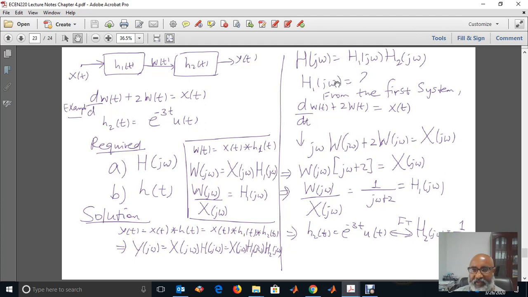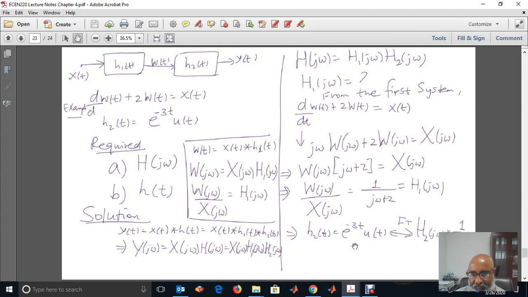So what is H1(jω)? We change this first equation, the first order differential equation relating the output of the first system to the input, to the frequency domain. So I have jω times W(jω) plus 2 times W(jω) is equal to X(jω). What is common? W(jω) is common: W(jω) times (jω plus 2) equals X(jω). So W(jω) over X(jω) is equal to 1 over (jω plus 2), which is equal to H1(jω). So this is the frequency response of the first system.